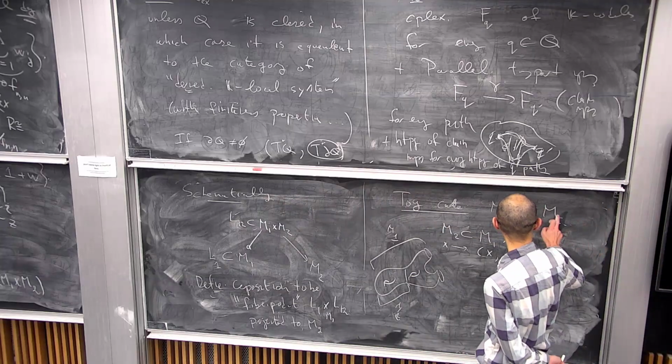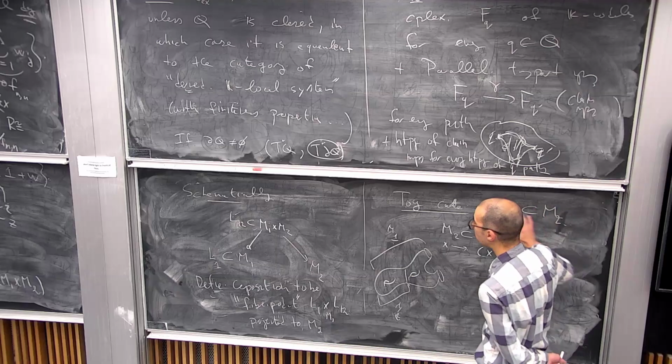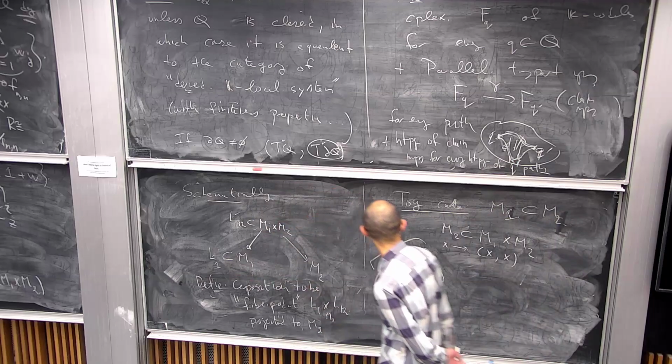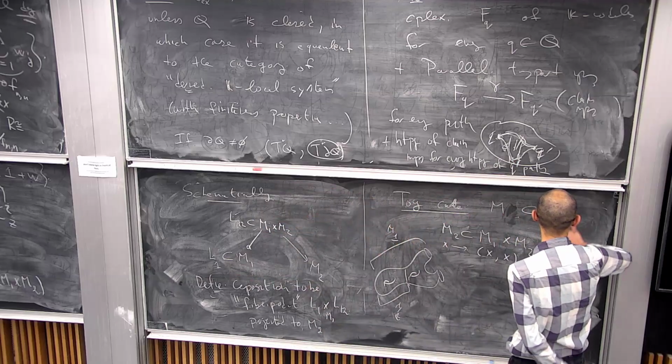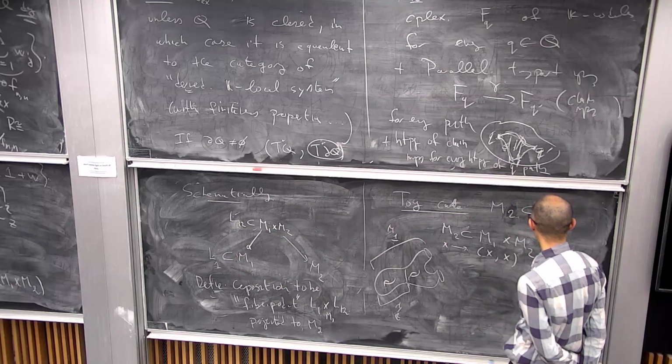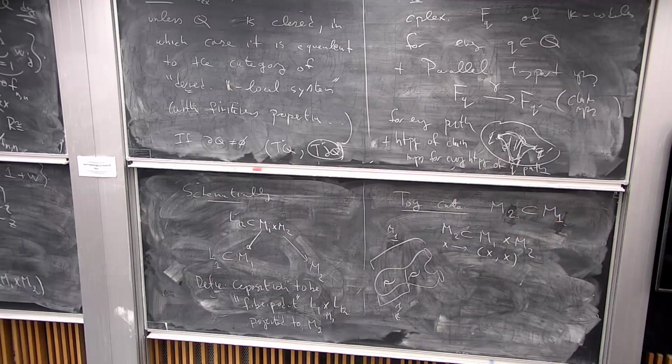Okay, M1 is in M2. The way I set it up is I want to go from the Fukaya category of M1 to the Fukaya category of M2. So let's correct everything. So this is going to be M1. This is going to be M2. Okay, now we are happy. Finally, we're happy.